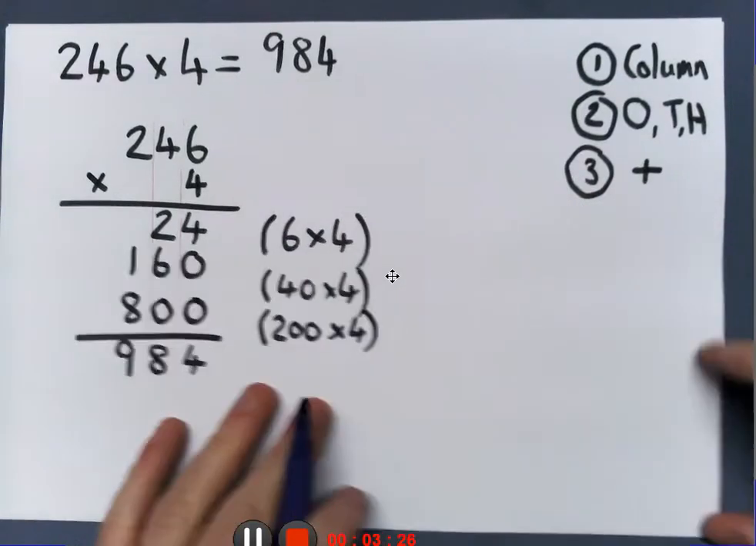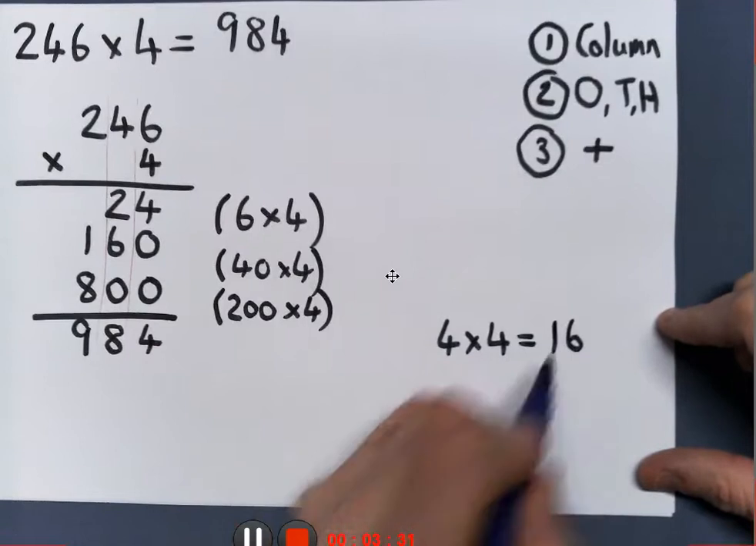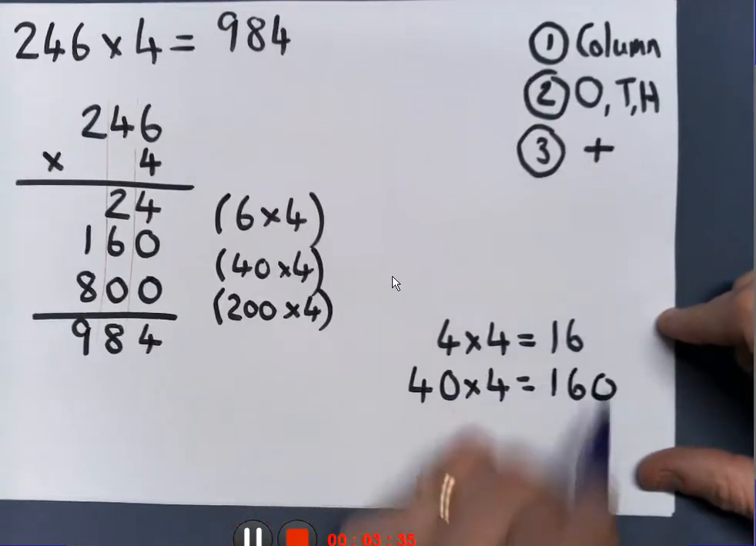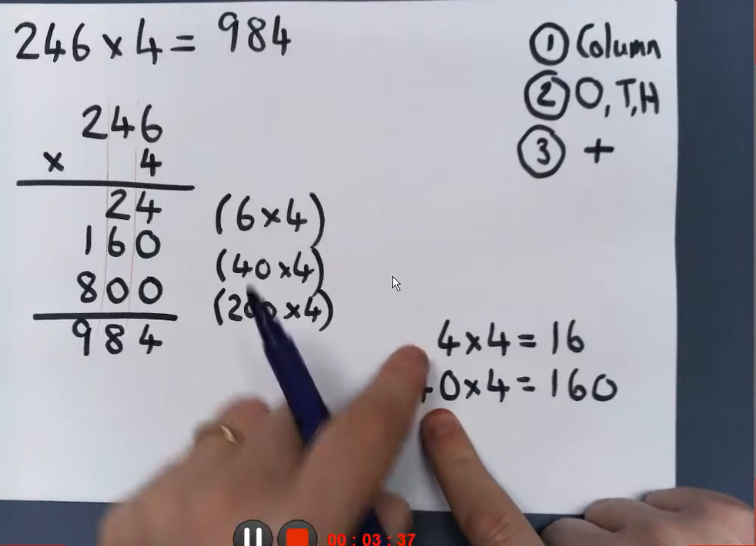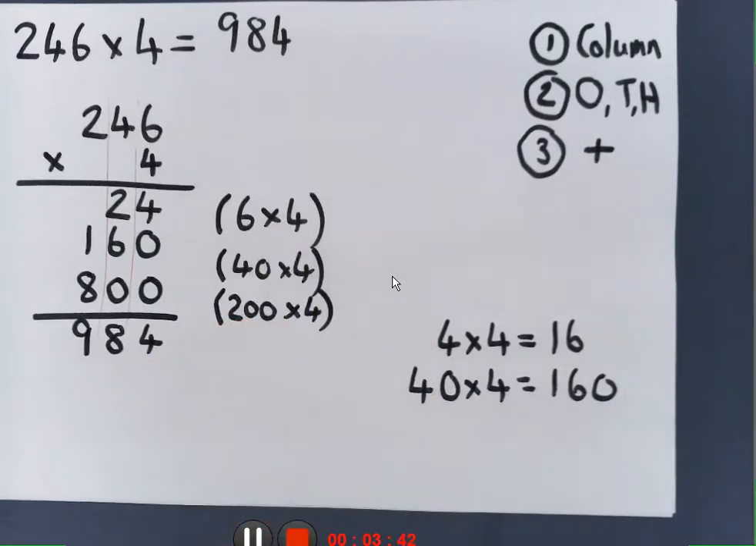And then my last top tip is to use that pattern of, if 4 times 4 is 16, let's write it down. If 4 times 4 is 16, then 40 times 4 is 160. Because this 40 is 10 times bigger than this 4, the answer is 10 times bigger than the previous one as well.